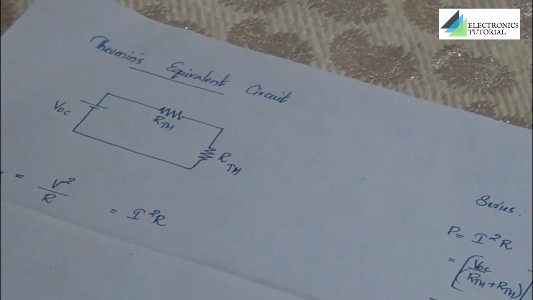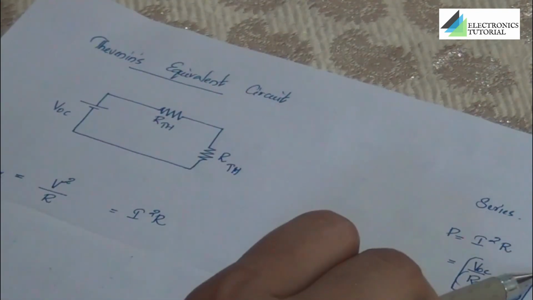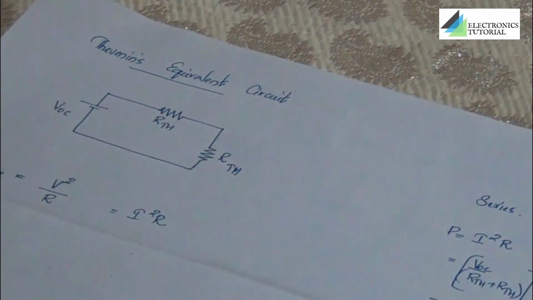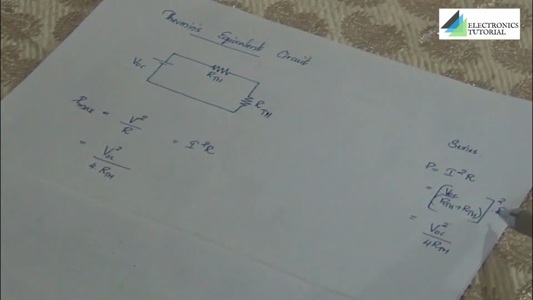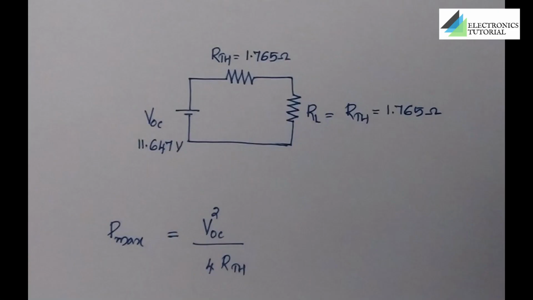I am taking the relation I square R and I have used another expression for I. By solving this, I got an expression as VOC squared by 4 RTH. Keep one thing in mind. Whenever you are trying to solve a question for finding maximum power, and that too using Thevenin's method, you need not have to derive all these steps for obtaining power. You can directly use the relation VOC square divided by 4 RTH.